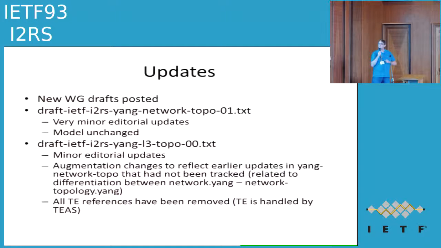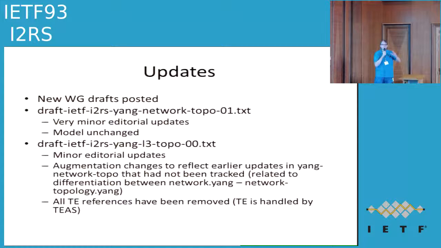Okay, so my update is also really short. There are two models, two drafts, one for the generic network topology model, the other for the layer 3 network topology model. New versions of the drafts have been posted since the last time. They are also now working group drafts. The updates are actually very minor. In the generic model, there are just some very small editorial updates. The model itself is essentially unchanged. Regarding the layer 3 topology model, there are also a few more, but still minor editorial updates.